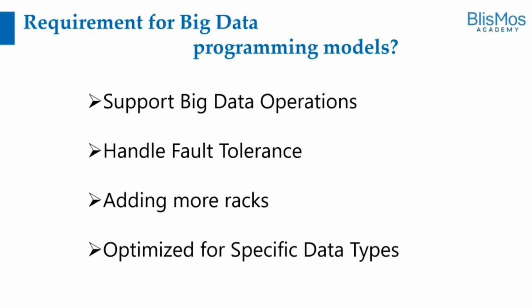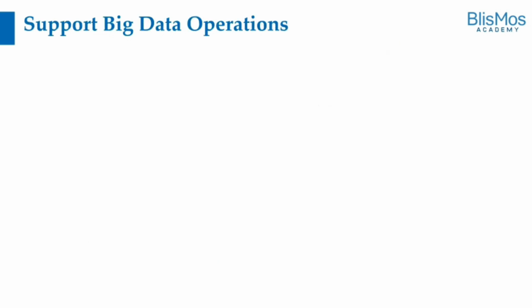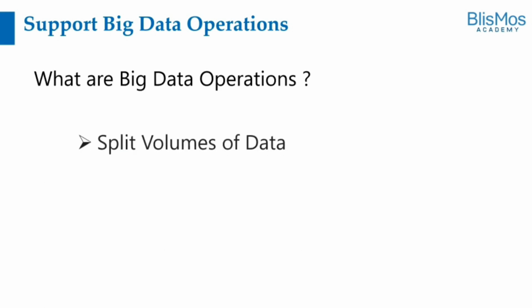We'll discuss them one by one. What kind of operations are there in big data? Can you think of big data operations? When we say big data, what is it? It's a huge amount of data. Will we be able to store a huge amount of data in one machine? No, not really, right? First and foremost, a programming model should support big data operations.